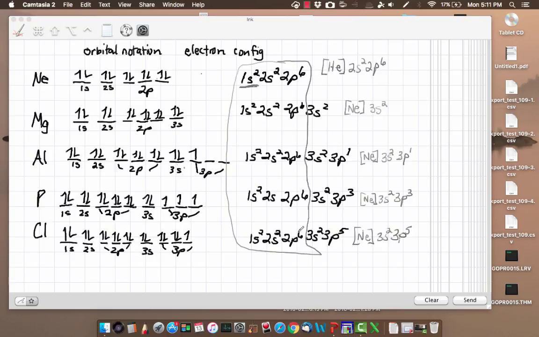So that's an introduction to noble gas electron configuration, and we went through a whole lot of work to get this far. The goal of today's lesson is to show you how to shorten this up, how to use the periodic table as a way to get electron configurations very quickly.